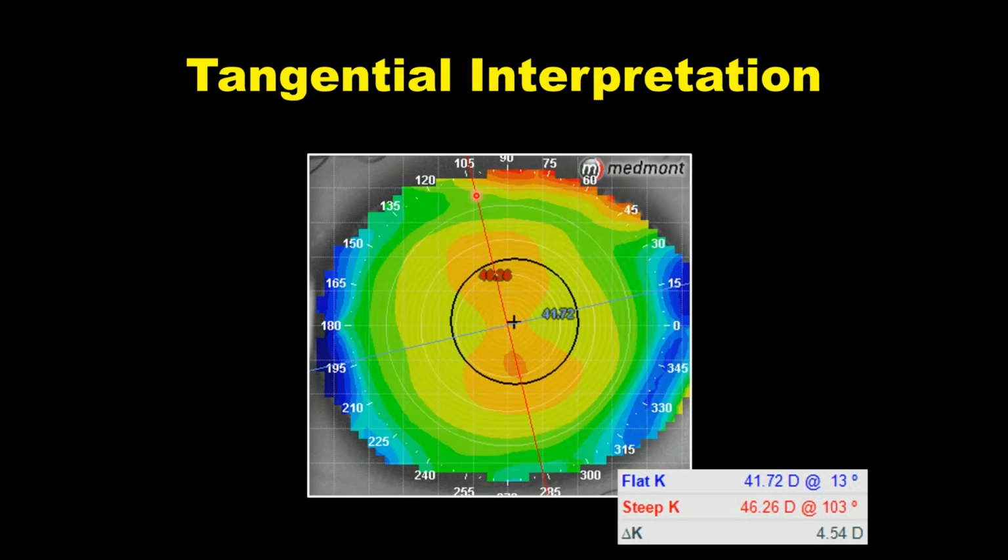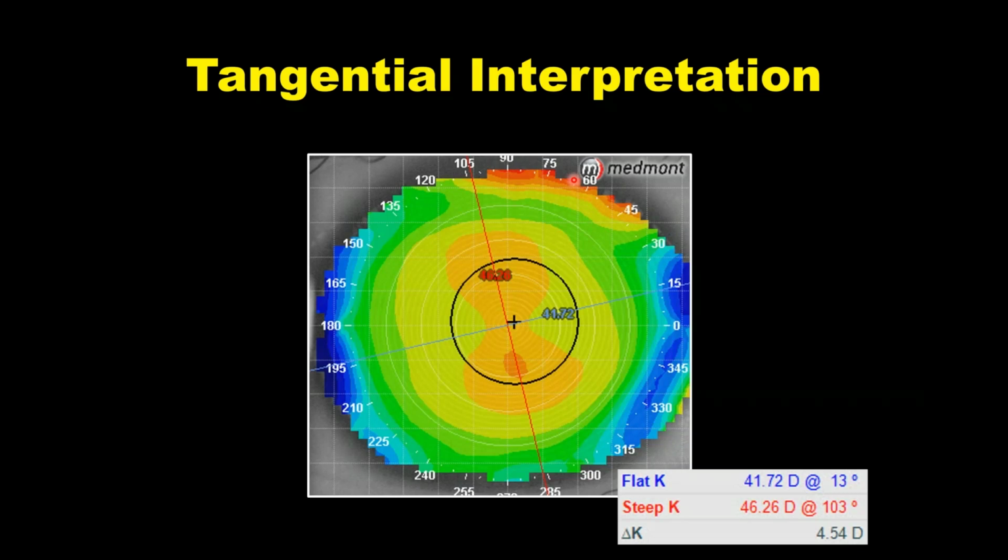Now, if we switch over to the tangential map, what does it tell us? Here we see where the most radical point of curvature changes. The tangential map is very sensitive to where the eye alters or shifts in shape. So in the case of the tangential map, it's saying there's a very radical change in curvature here.